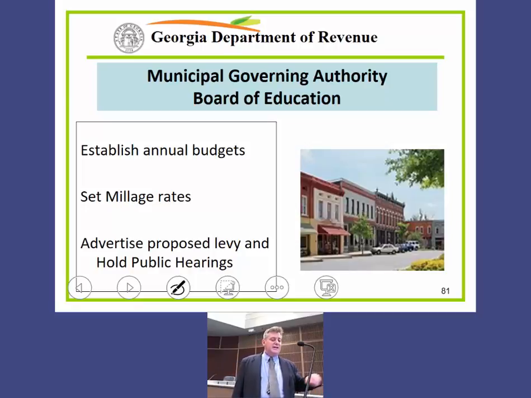And the millage rate is set by the governing authorities of the tax jurisdiction. So whoever establishes the annual budget, that authority sets the millage rates and adopts the millage rates. And any levying authority in Georgia that adopts a millage rate has to advertise the proposed millage rate and hold public hearings if a tax increase is deemed to have occurred.